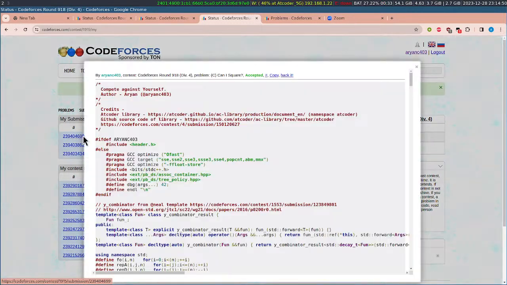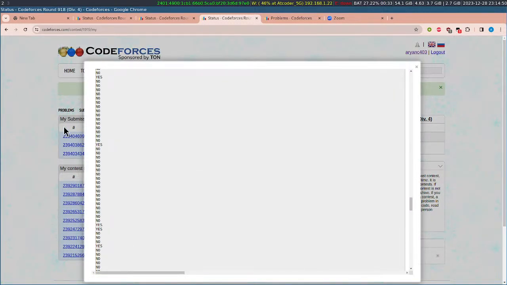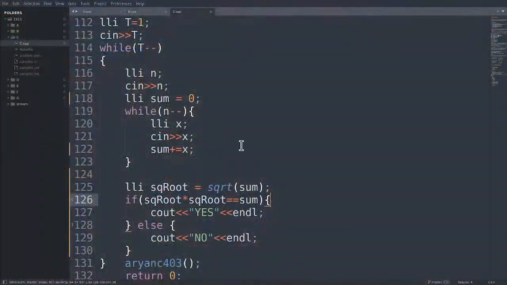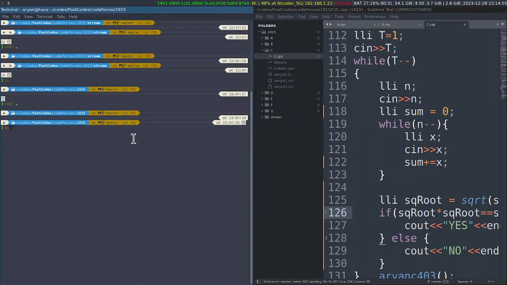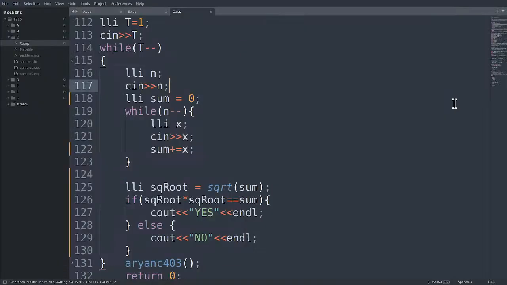Fortunately, it got an AC, but the problem overall here is that there are often precision issues. For example, if I try to find the square root of a number, it would be good if someone learns this, but there are precision issues with it. This is not the best way to find the square root.